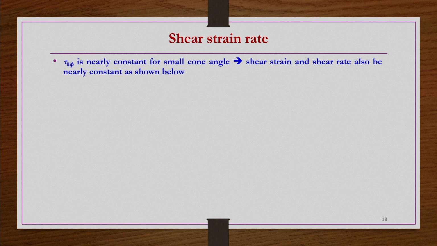Okay. Now, we try to get the expression for shear strain rate. Tau theta phi is nearly constant for small cone angle, that we have seen. So, obviously shear strain and shear rate will also be nearly constant, because beta is very small, less than or equal to 6 degrees in general. And that is how cone and plate rheometers are manufactured in general, with that much or even smaller beta angle. Okay.